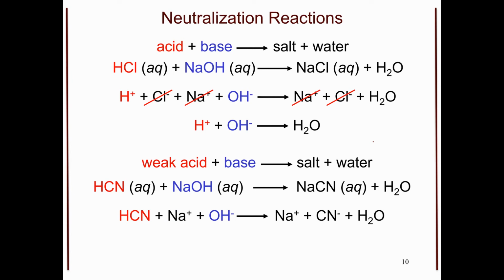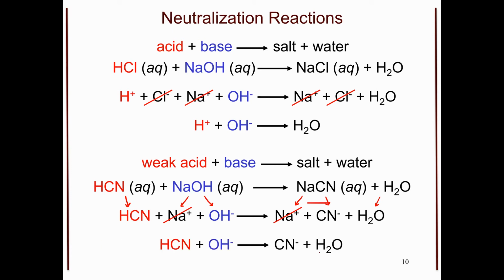Because my HCN does not completely dissociate, notice that we must leave it formally intact in our ionic equation. But because our sodium hydroxide can fully dissociate, it's going to split up into two parts. So now when we get to the other side, we can have our sodium cyanide split up and we will have our water. So now as I cancel out species, I can only cancel out my sodium spectator ion. My cyanide is not a spectator.